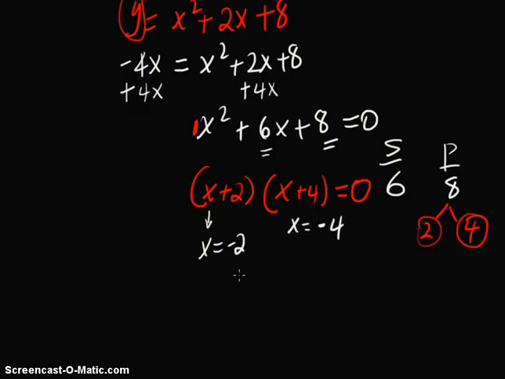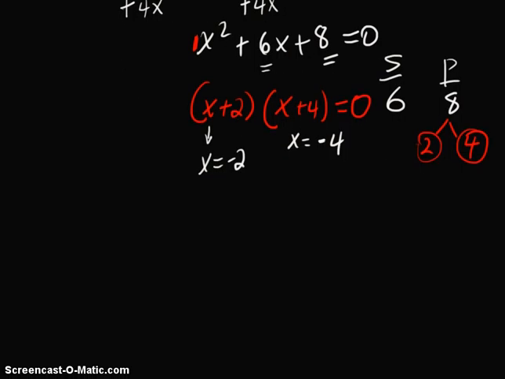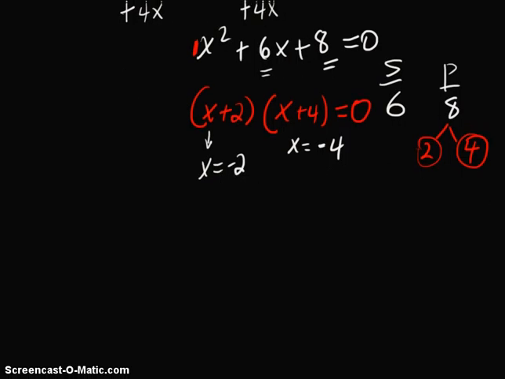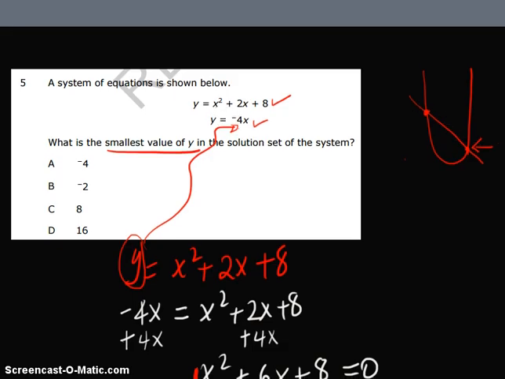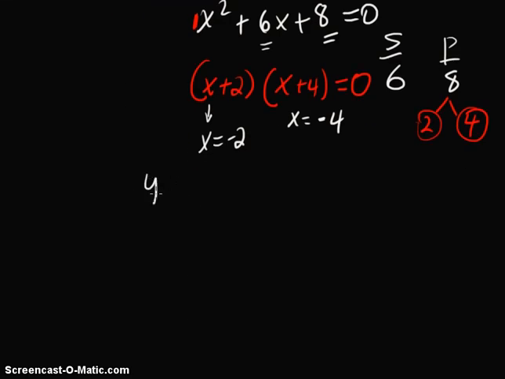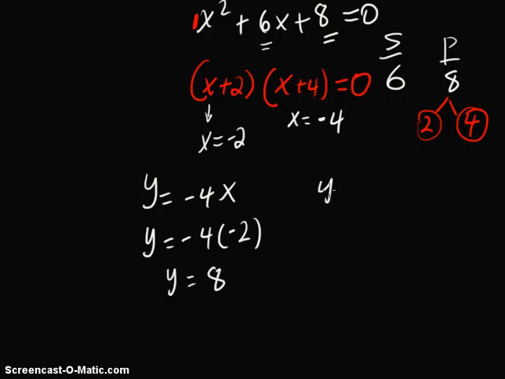Once we get the x values, the next step would be to plug these two x's back into one of the original equations, which is either the quadratic or the linear. The linear in this case would be much easier, so I'm going to use that one, which is y equals negative 4x. Now when I plug negative 2 in the first one, I get negative 4 times negative 2, which gives me 8. And then when I plug negative 4 in the second one, I get negative 4 times negative 4, which gives me 16.